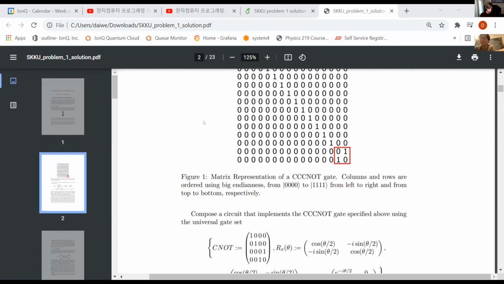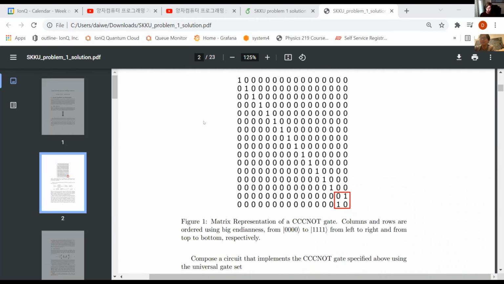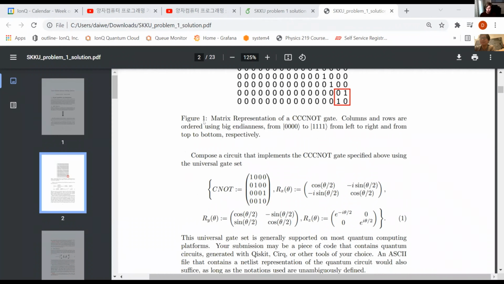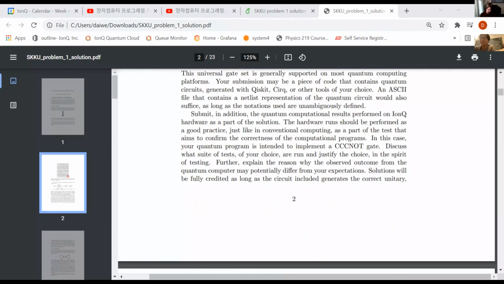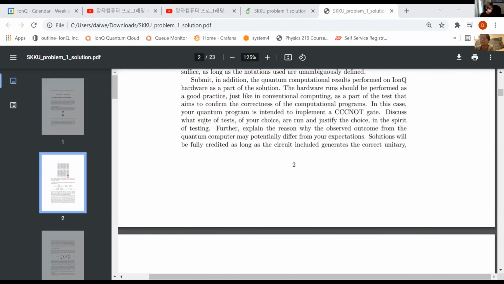So one of the relatively easy ways to do this is to use an ancilla and 2 Toffoli gates to achieve the CCC NOT gate. 예, 가장 쉬운 방법은 엔실라 빛이랑 토폴리 게이트를 이용해서 CCC NOT 게이트를 구현하는 것입니다.